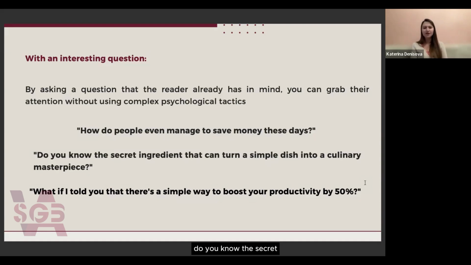Do you know the secret ingredient that can turn a simple dish into a culinary masterpiece? What if I told you that there is a simple way to boost your productivity by 50%? Good questions. I want to read more. I want to know more. So I'm staying with you to read the text till the end.